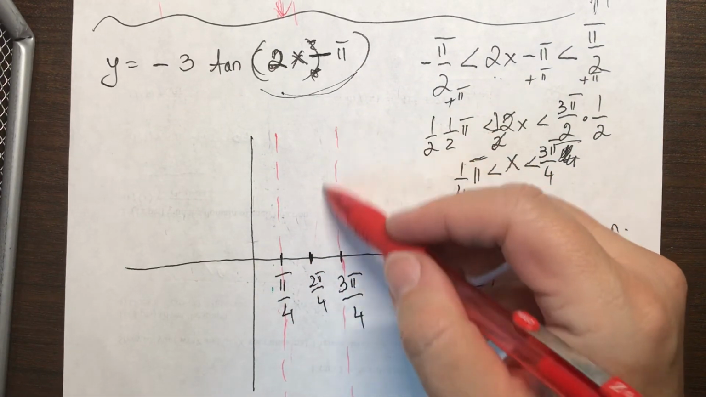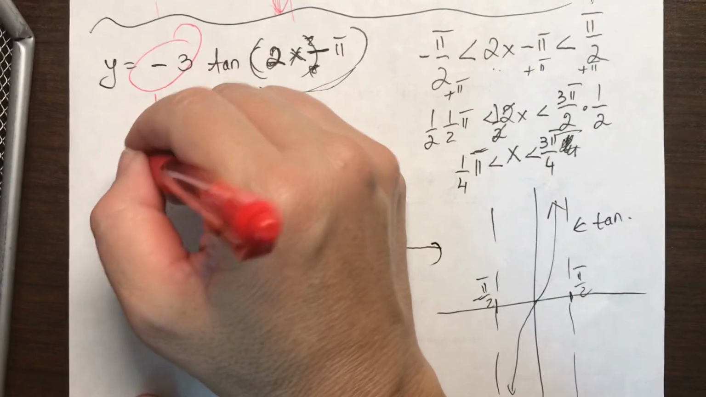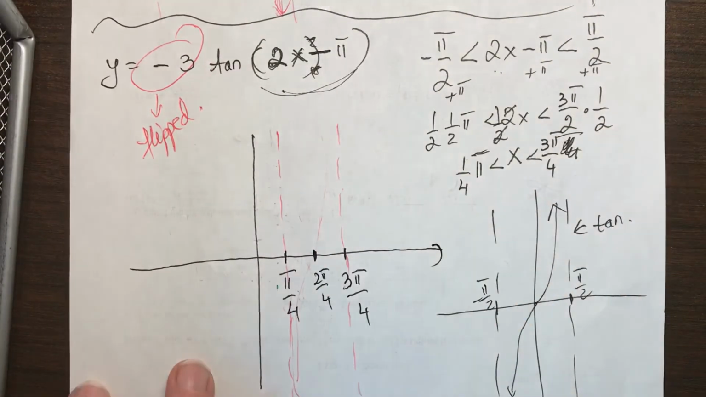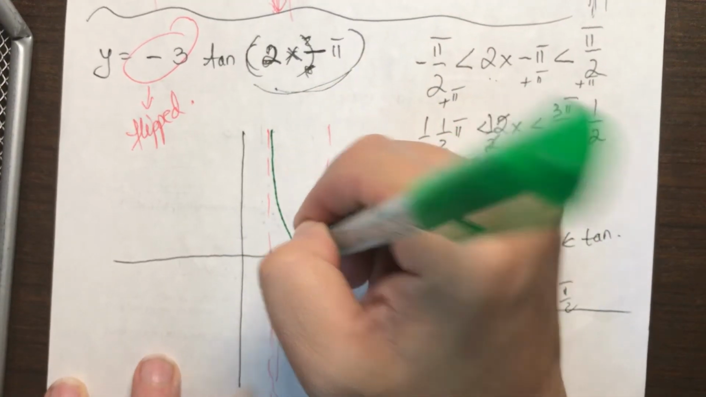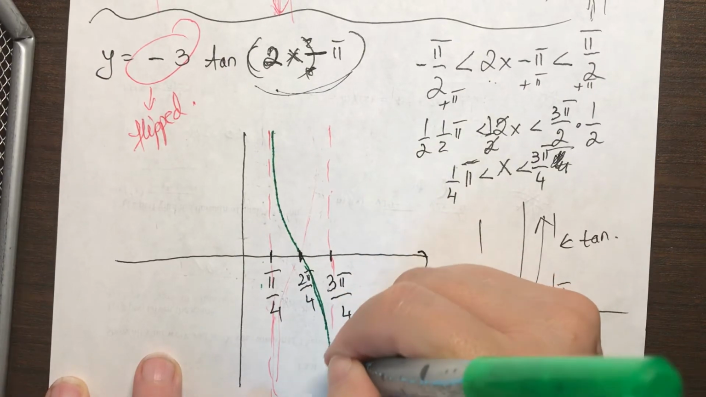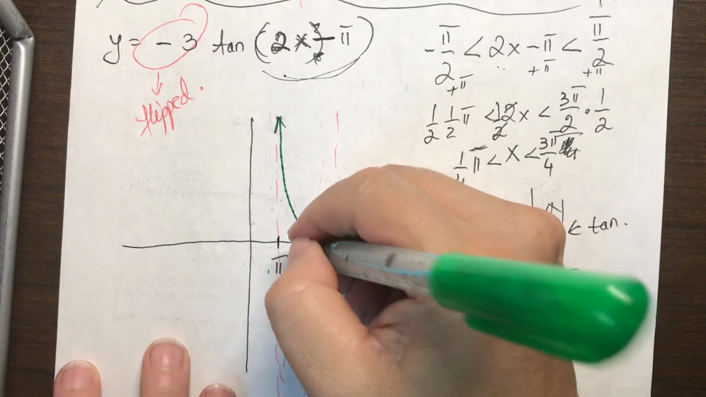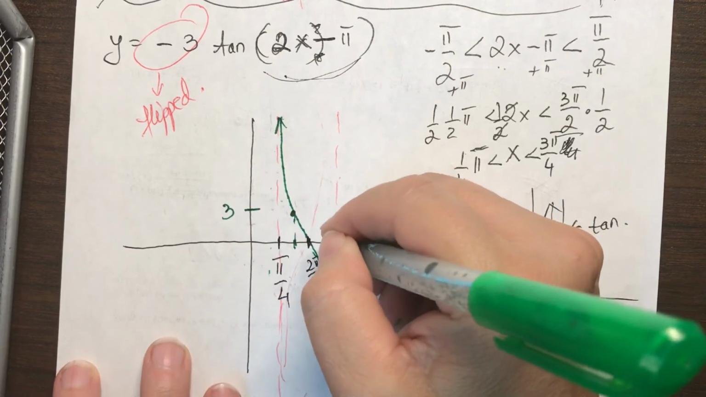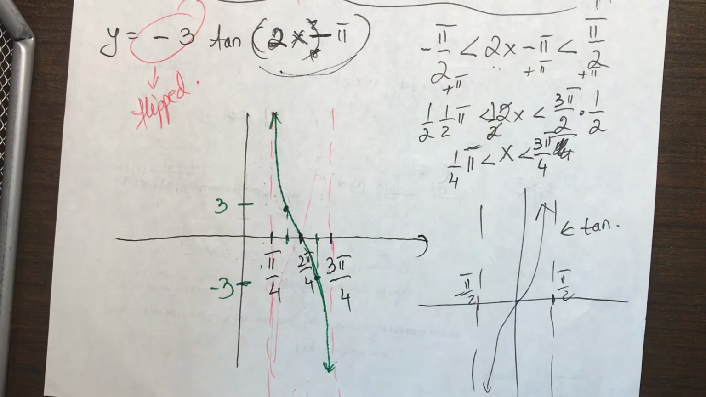That's what a tangent looks like, except for what's happening this time. It got stretched and flipped. So instead of going up, I'm going to make it come down. And how do I show that it's also been multiplied by 3? Halfway through this point here, that's a 3. Halfway through this point here, that's a negative 3. So again, that accounts for that pi over 4, right?